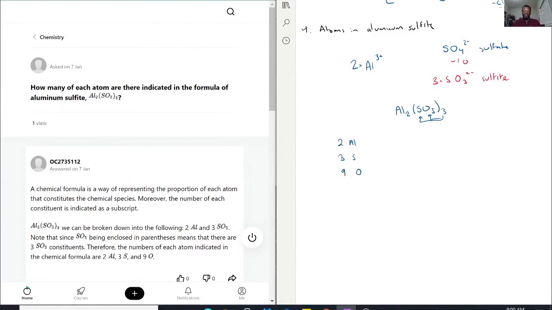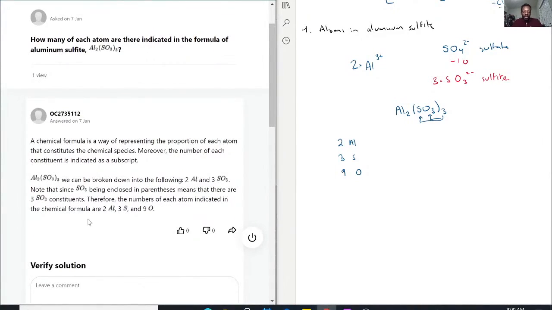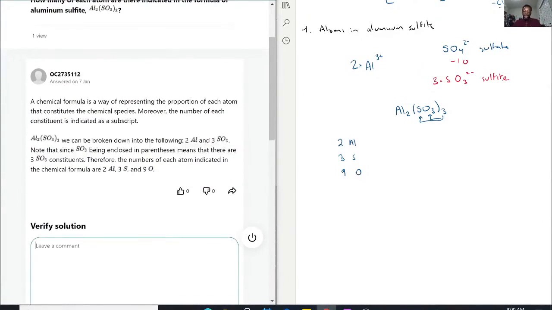Okay. So in regards to this question, how many of each atom are there indicated in the formula? We would say 2 aluminum, 3 sulfur, and 9 oxygen. And that is actually what they say here. As you can see, 2 aluminum, 3 sulfur, and 9 oxygen.